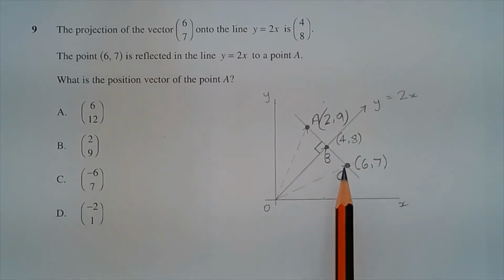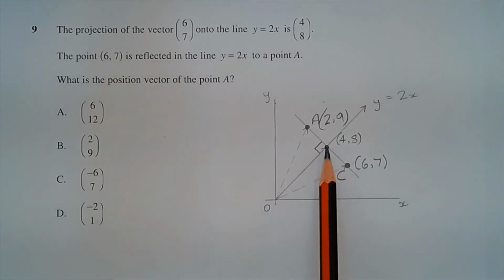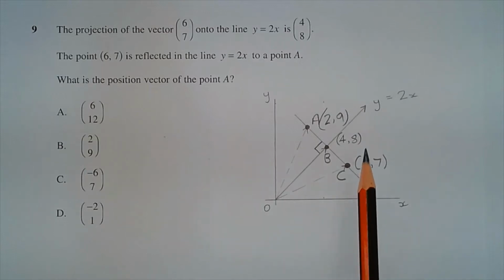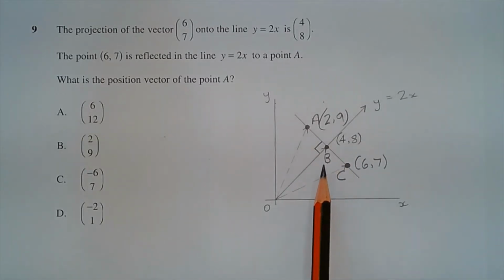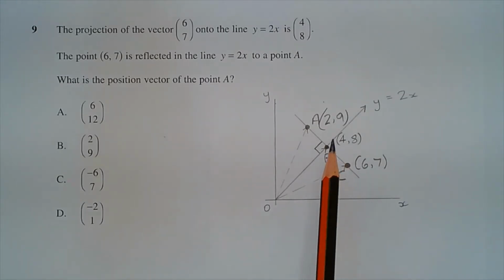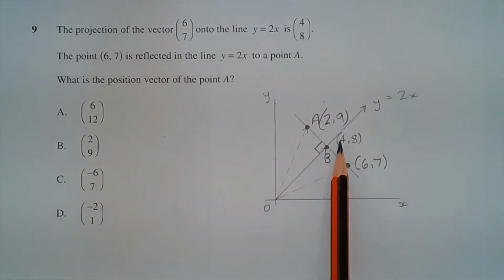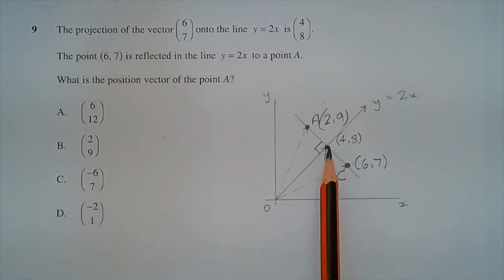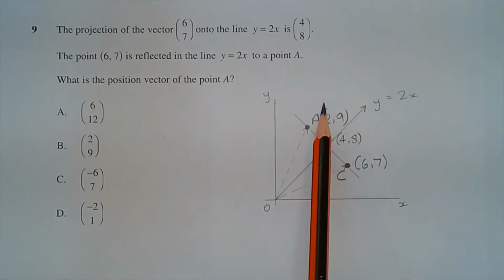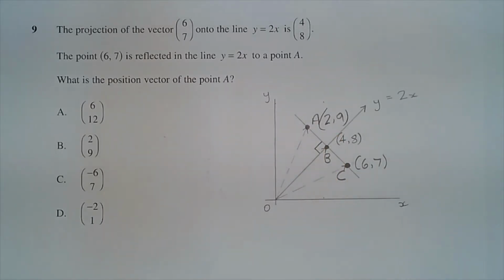The horizontal distance from point C to point B is equal to the horizontal distance from point B to point A. So the x-coordinate of point C is 6, the x-coordinate of point B is 4, 6 minus 4 is 2, so the horizontal distance from C to B is 2 units. Subtracting 2 from 4, that equals 2. That means that the distance in the horizontal direction from point B to point A is also 2 units, so 4 minus 2 is 2, so the x-coordinate of point A is 2.